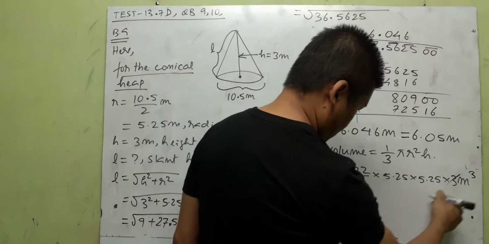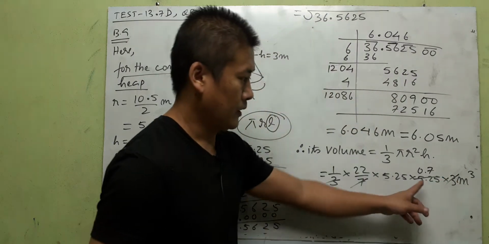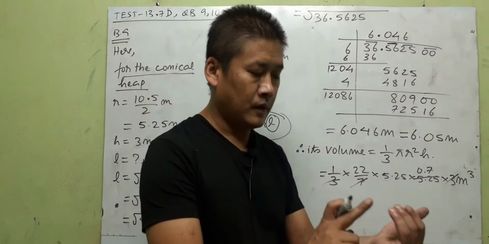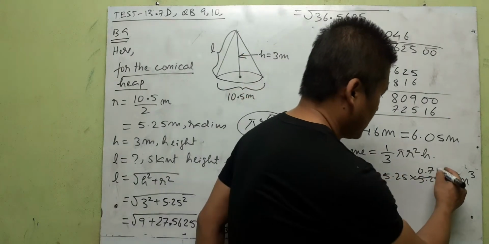3 and 3 can cancel. 7, 7 7s are 49, because 5 is lesser than 7. So 50, 51, 52, 3 in hand, so the 3 will go in front of 5. 35, 7 5s are 35.